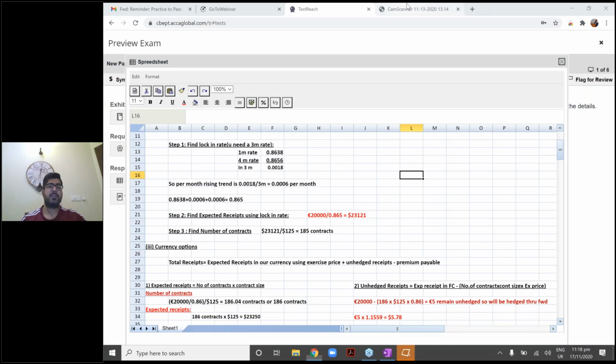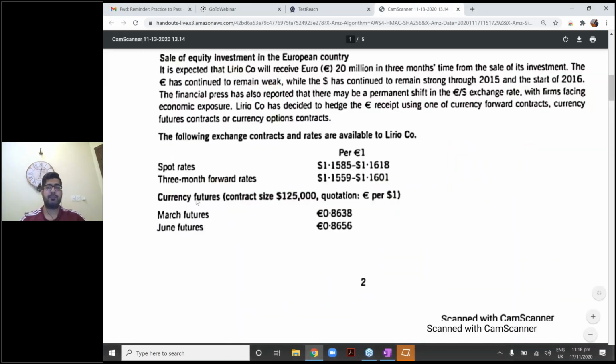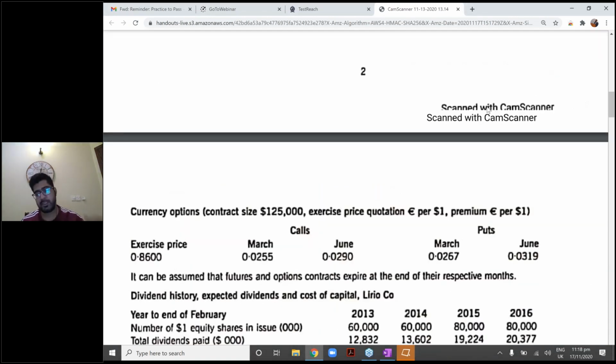As you can see in this question, only one exercise price was given, 0.86. If two are given, you need to work on two. In the September webinar, I did a question where two exercise prices were given. You need to use both. Here one is given, so we need to use one.